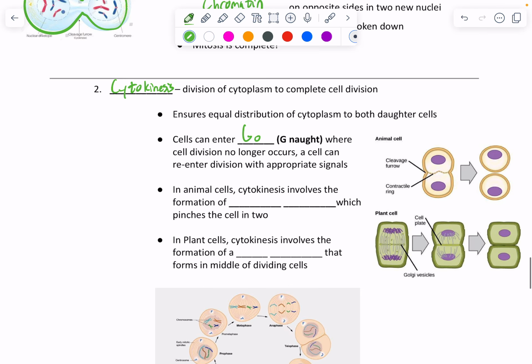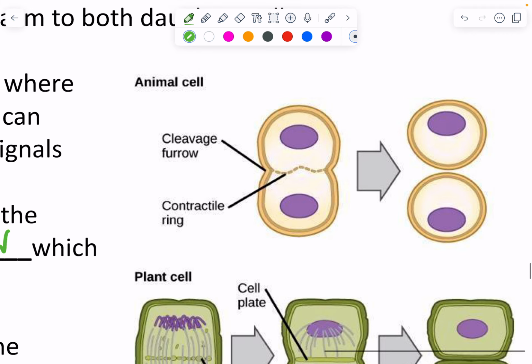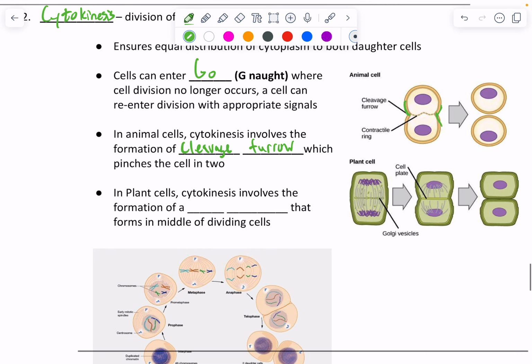Different types of cells divide differently. In animal cells, cytokinesis involves the formation of what we call a cleavage furrow, which pinches the cell in two. So we can see that here, it kind of is just that indent between the one cell that's going to make it two. And then in plant cells, the cytokinesis involves the formation of a cell plate. So they have to work around the cell wall.